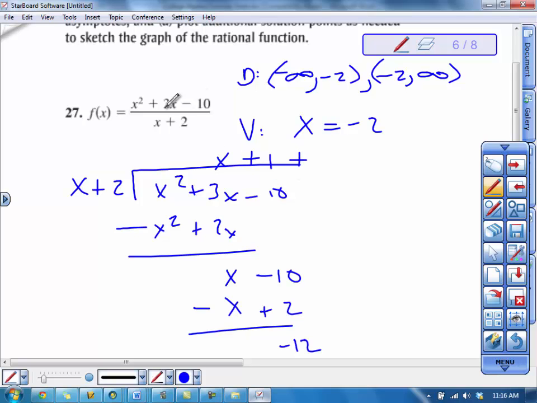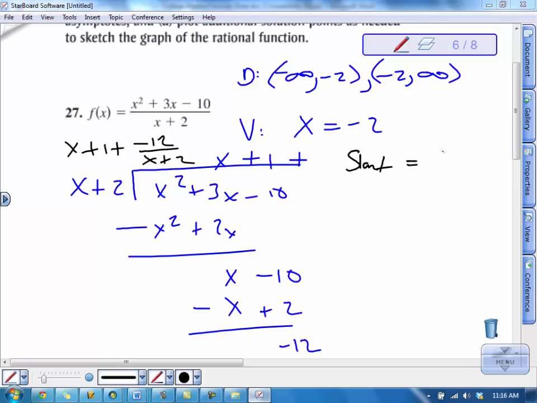So basically, when I do this division, I can rewrite the function as x plus 1 plus -12 over x plus 2. This is basically the same thing. I did the division and I got this quotient, plus remainder over divisor. So this original function is equal to this function right here. What that means then is the end behavior asymptote, or the slant asymptote, is y equals x plus 1. Because I don't care about this, as x gets big, this goes to 0. But the x plus 1, basically this function becomes this as x gets big.